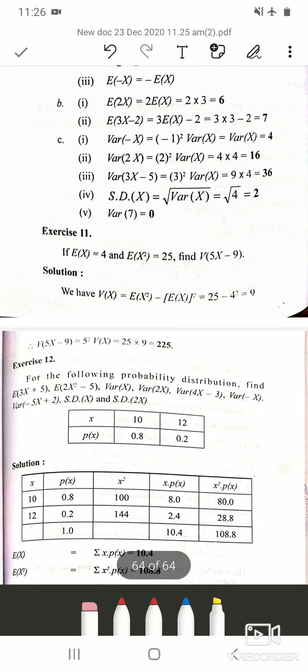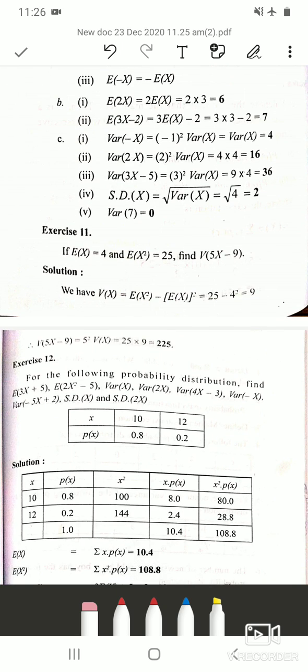So the 11th problem is, if expectation of x is 4 and expectation of x square is 25, then find variance of 5x minus 9. So we know variance of x is expectation of x square minus expectation of x the whole square. So substitute the values. Therefore variance of x would be 25 minus 4 square, which is 9.